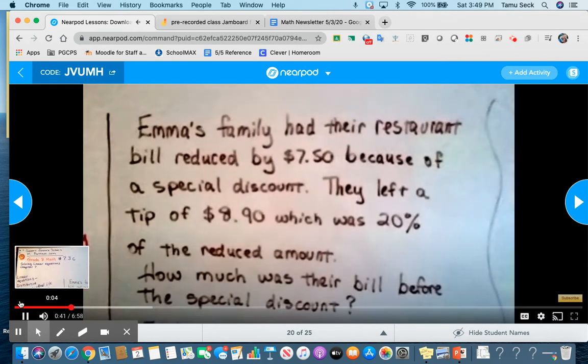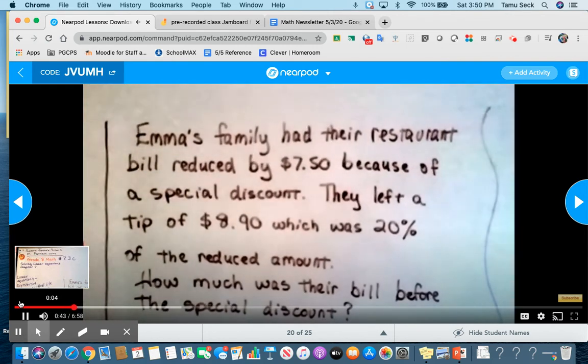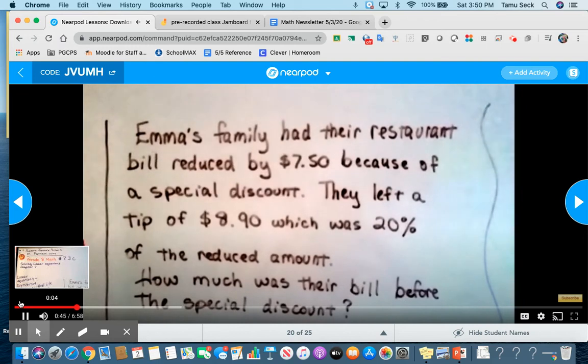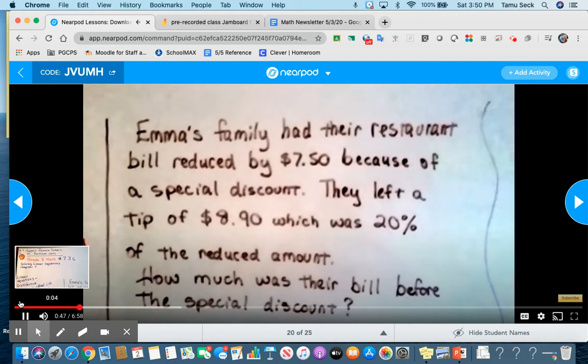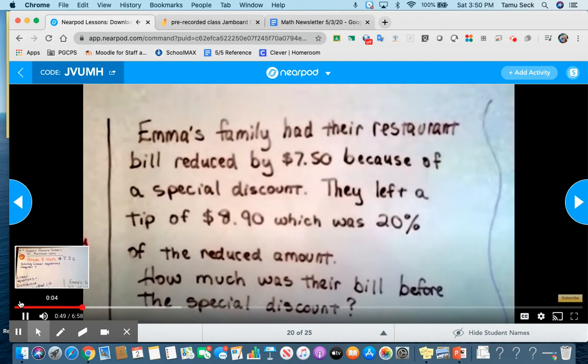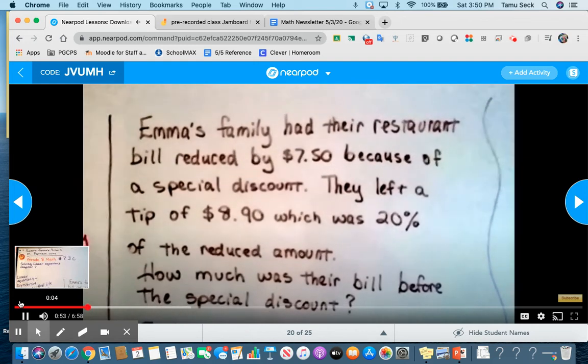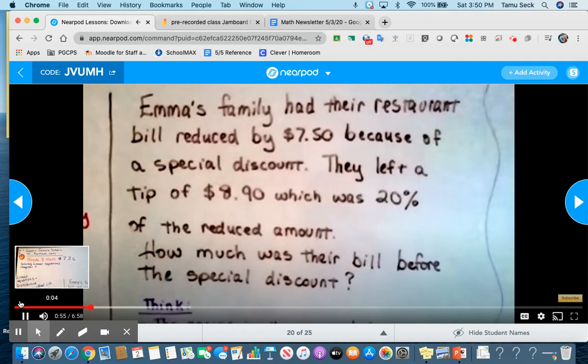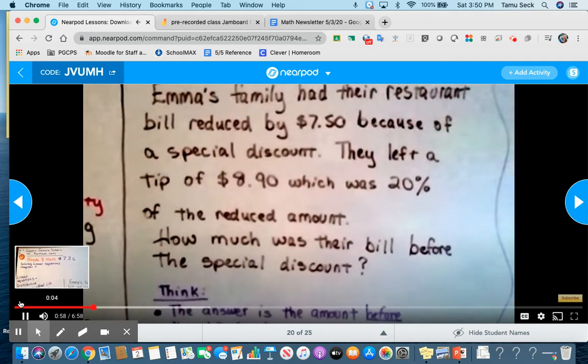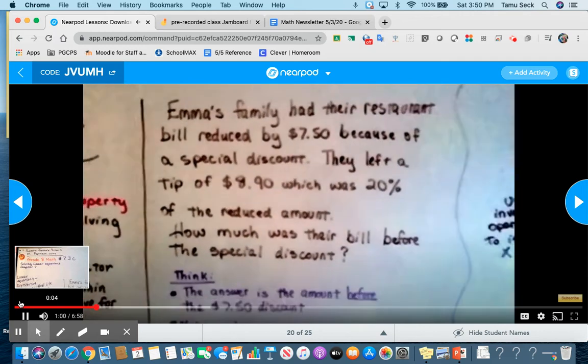It's going to be a restaurant problem. Emma's family had their restaurant bill reduced by $7.50 because of a special discount. Maybe they had a coupon or something. They left a tip of $8.90, which was 20% of the reduced amount. So how much was their bill before the special discount?